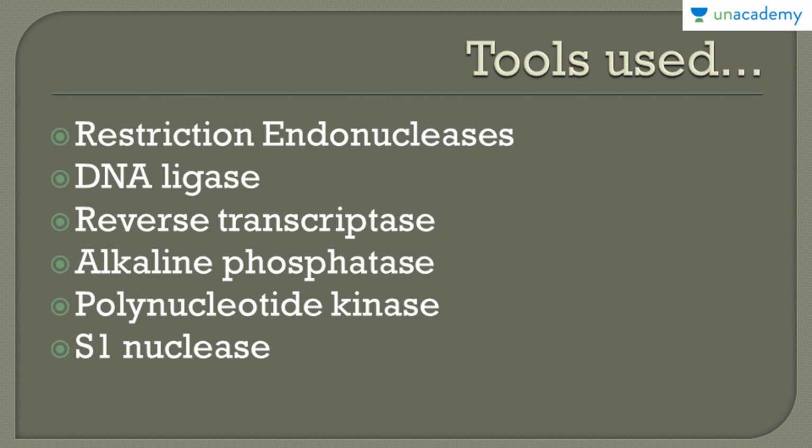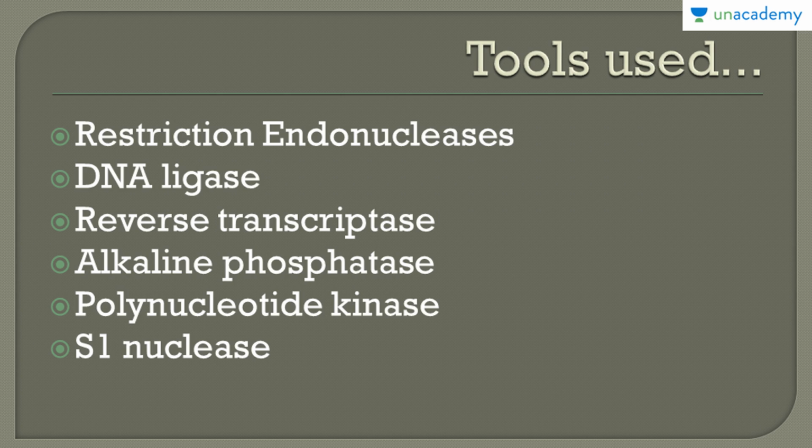Now for joining of these desired fragments with the vector molecule, we need another enzyme, which is DNA ligase, which is responsible for joining the DNA fragments with the vector molecule. Next is reverse transcriptase. Reverse transcriptase is an enzyme which is used for the production of cDNA from the mRNA molecules.